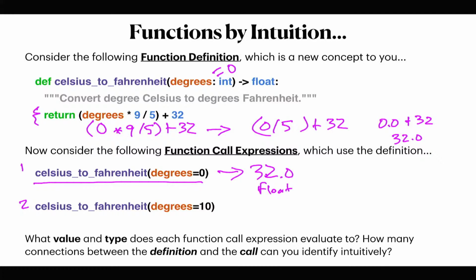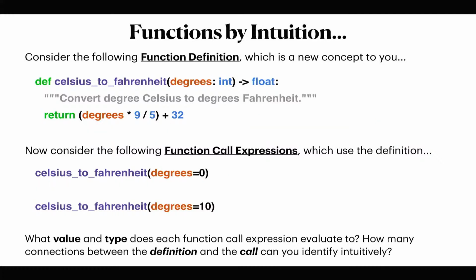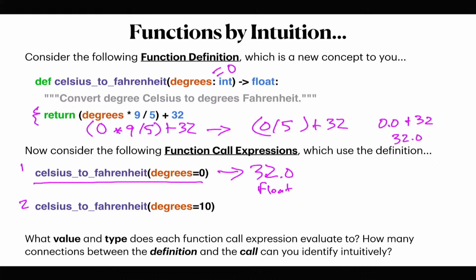We could run through that same set of steps again. All right, float, I'll write down below for this one. So for this one, degrees of Fahrenheit, degrees is going to be 10, all right? So now degrees is going to be 10. The second time we make use of this function, we've got a different value for degrees.